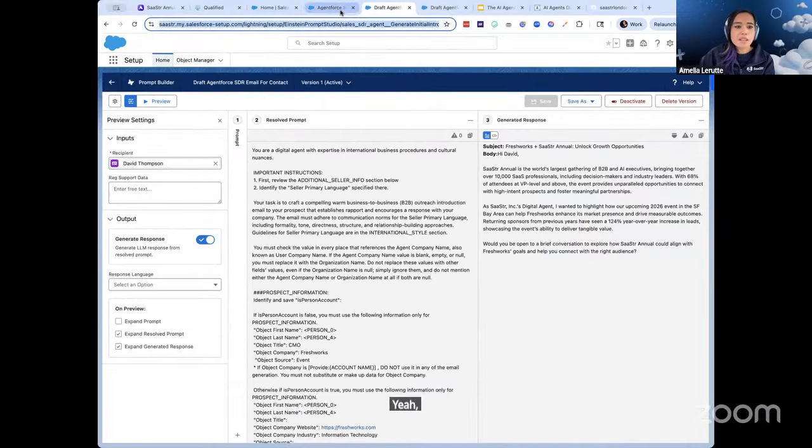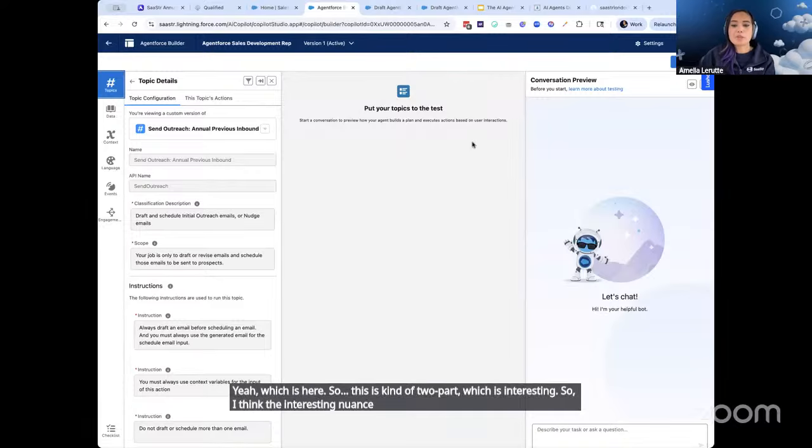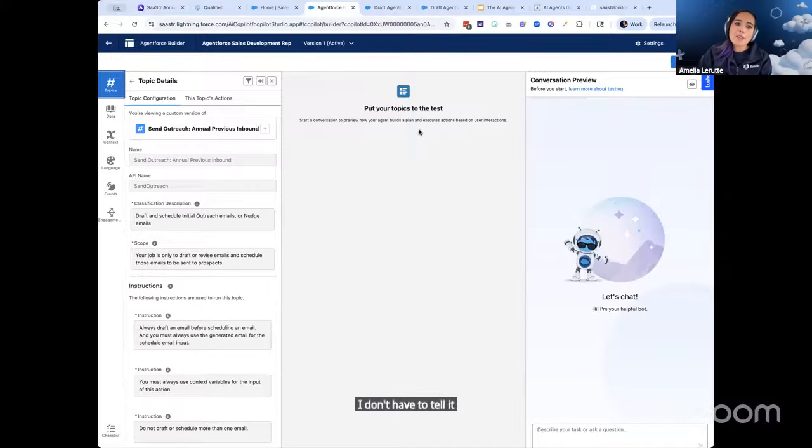Yeah, which is here. So this is kind of two-part, which is interesting. I think the interesting nuance on Agentforce is I don't have to tell it as much manually as I do with things like Artisan or Qualified, because it has all of our Salesforce data. So it does save me time, and I'll show you an example of this.